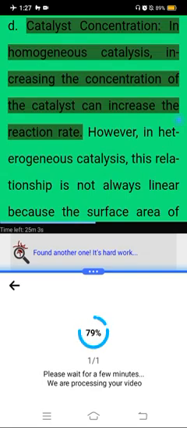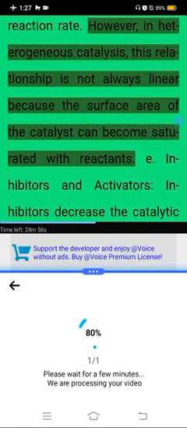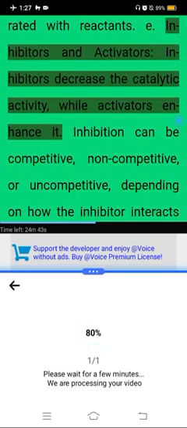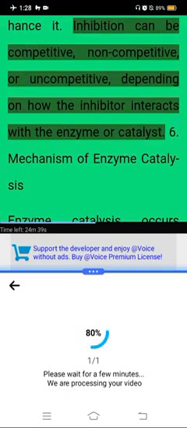D. Catalyst concentration. In homogeneous catalysis, increasing the concentration of the catalyst can increase the reaction rate. However, in heterogeneous catalysis, this relationship is not always linear because the surface area of the catalyst can become saturated with reactants. E. Inhibitors and activators. Inhibitors decrease the catalytic activity, while activators enhance it. Inhibition can be competitive, non-competitive, or uncompetitive, depending on how the inhibitor interacts with the enzyme or catalyst.